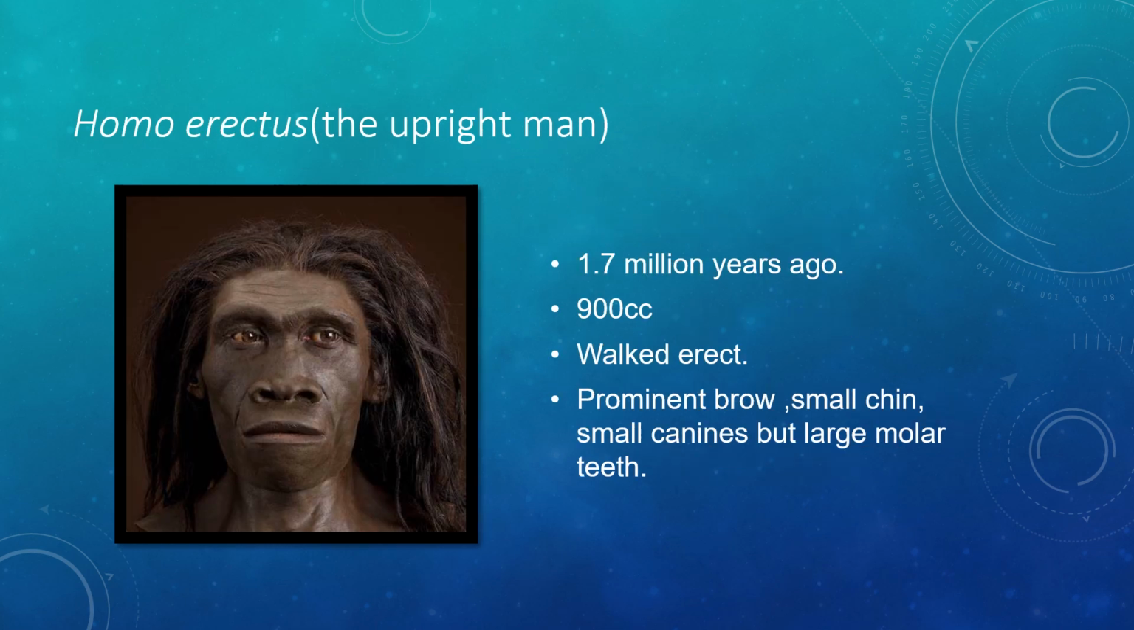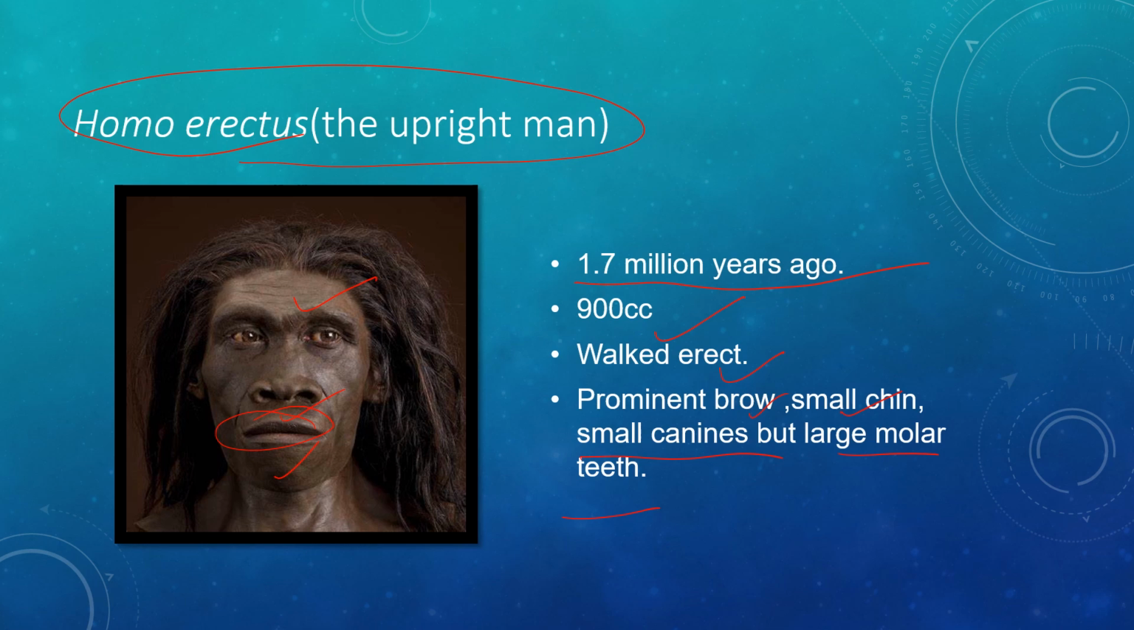Okay. Next comes the Homo erectus, or the upright man. They lived 1.7 million years ago. 1900 cc was their brain capacity. They walked erect, with a prominent brow and small chin. They had small canines but larger molar teeth. So they had prominent eyebrows, a small chin, and large molar teeth. The canines are small and not visible. And then we move on.